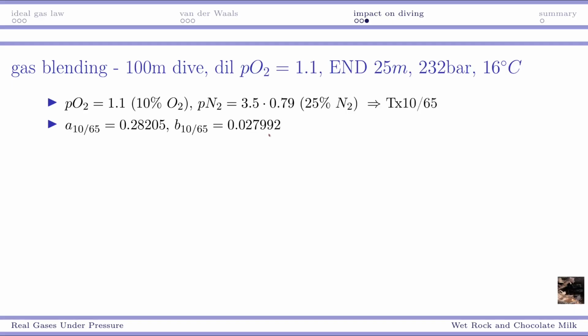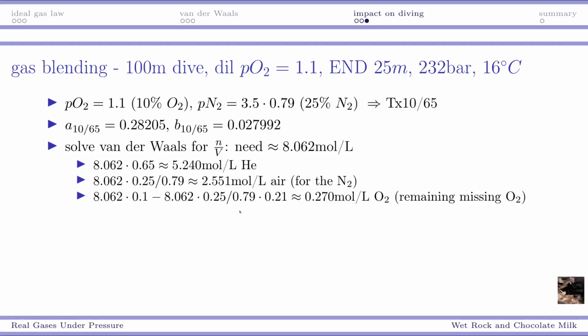0.027992. With that, we can now solve van der Waals' equation for the density of particles in our cylinder at 232 bar and 16 degrees Celsius. Well, if we do so, we will find that we actually have 8.062 mole per liter of Trimix 1065 in the final mix. This needs to be split between the gases.